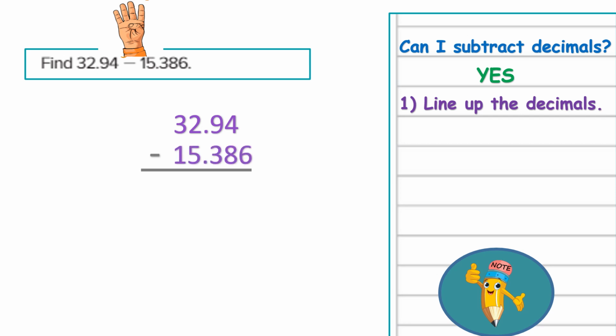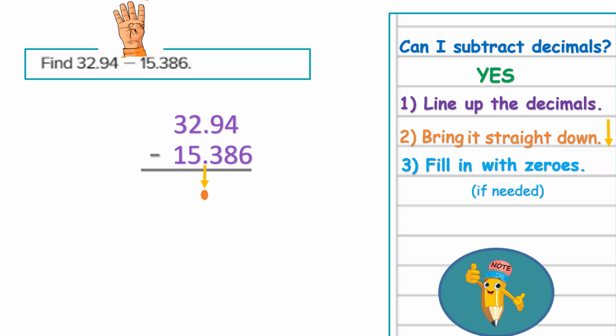So I'm going to line up my decimals. Then my second step in subtraction is I'm going to bring it straight down. I'm going to drop my decimal point straight down and have it there. That way, when I do start doing my math, I know it's in the correct position. My third step looks exactly the same as the last one with addition. I'm going to fill in with zeros if it's needed. And this one, once again, I need one. Now on 4, I'm simply going to subtract.